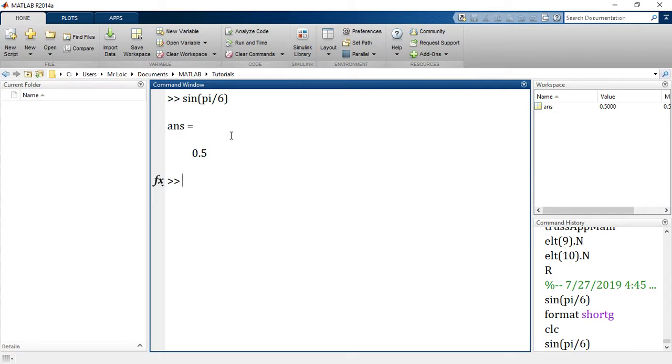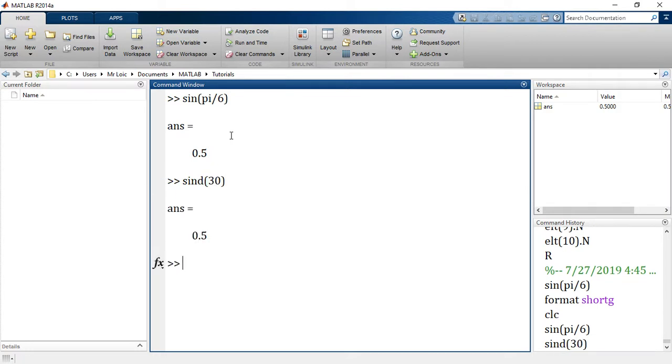And we said if we want it in degrees, then we'll say sind of 30, to give us the same 0.5. So it's very important when you're computing with MATLAB. This is an error that I've made several times, so I'm just mentioning it in passing. Don't confuse sine and sind. Sine expects angles in radians, and sind expects angles in degrees. This is a very, very important detail.